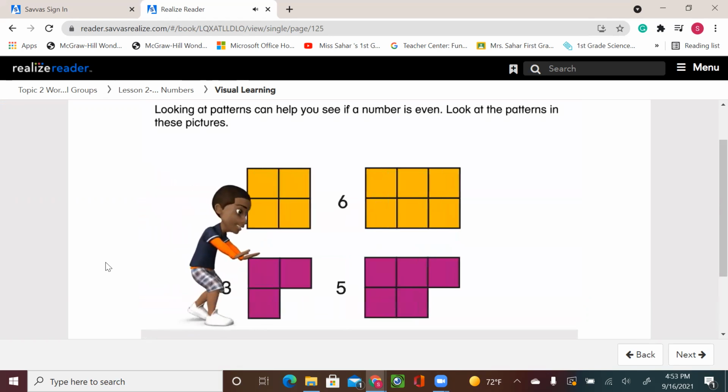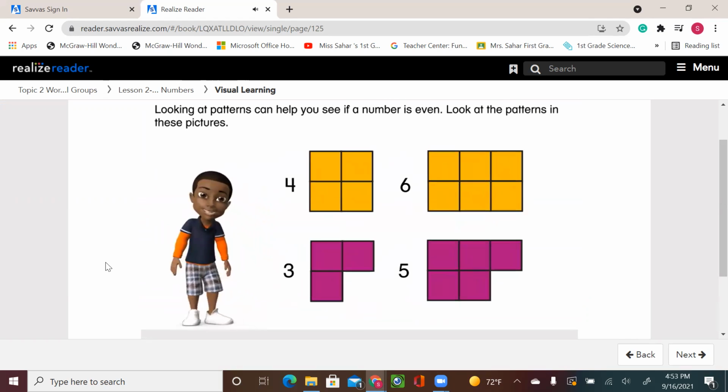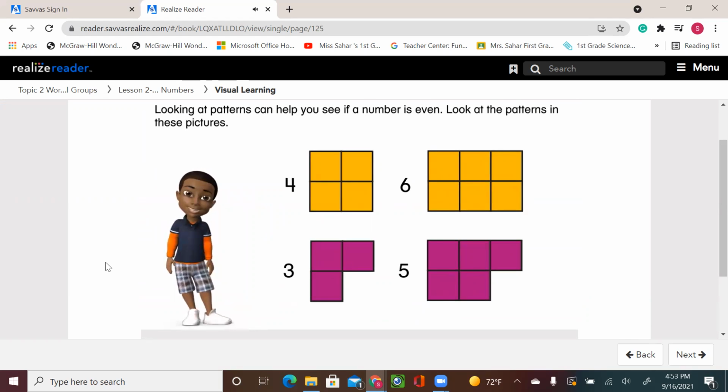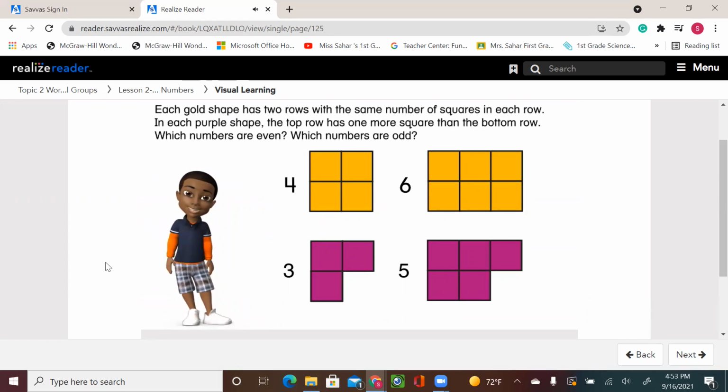Looking at patterns can help you see if a number is even. Look at the patterns in these pictures. Each gold shape has 2 rows with the same number of squares in each row. In each purple shape, the top row has 1 more square than the bottom row. Which numbers are even? Which numbers are odd?